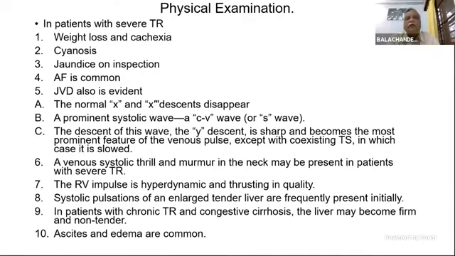And the RV impulse is hyperdynamic and thrusting in quality. Now, systolic pulsations also can be present on an enlarged tender liver, and they can have all the features of a congestive cirrhosis. They have ascites, and they'll have a lot of pedal edema. Next slide. Surprisingly, if you ask them, they will not complain of dyspnea, because dyspnea is not a feature.